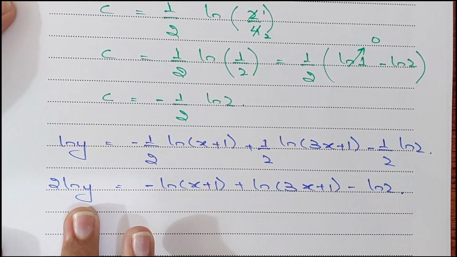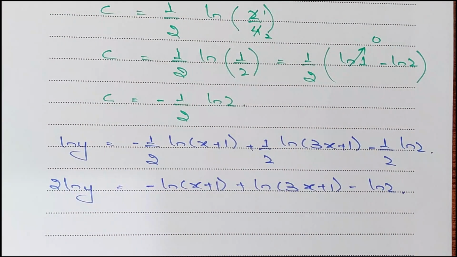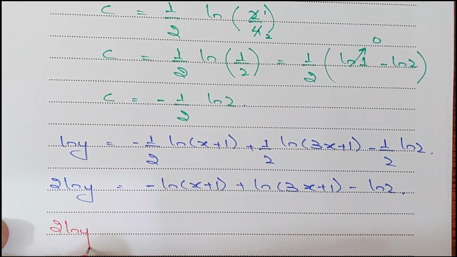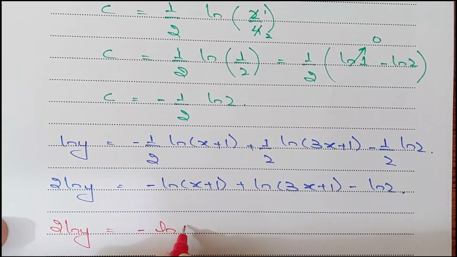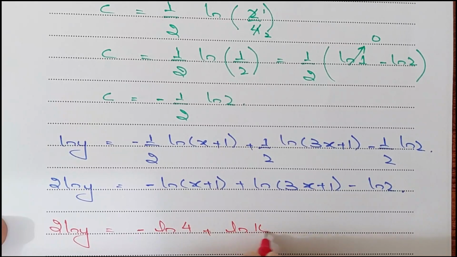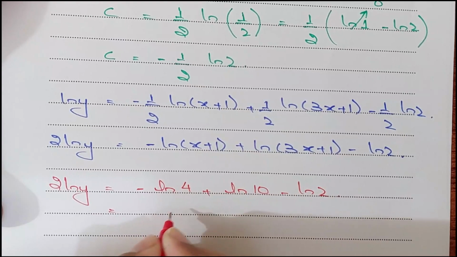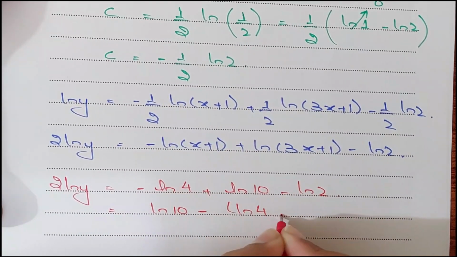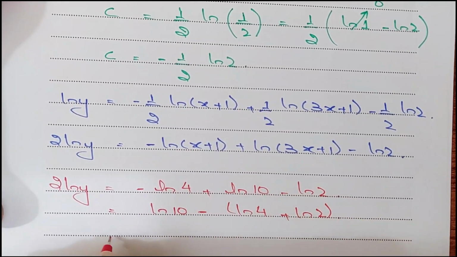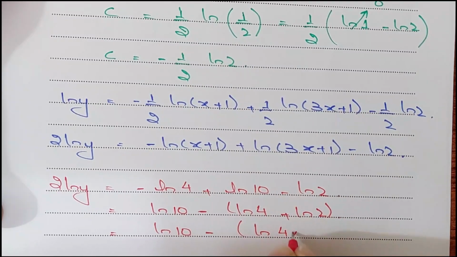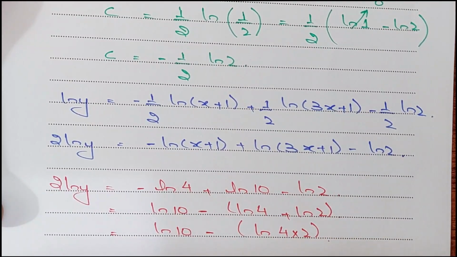Okay, so further simplification, let me substitute the condition. We have to solve for y when x is equal to 3. So at x equals 3, 2 natural log of y equals minus ln of 3 plus 1, which is 4, plus ln of 3 times 3 is 9, 9 plus 1 is 10, minus ln of 2, right? Okay, so we have ln of 10 minus ln of 4 plus ln of 2, right? Ln of 10 minus, we have a product ln of 4 times 2, which would be equal to 8.